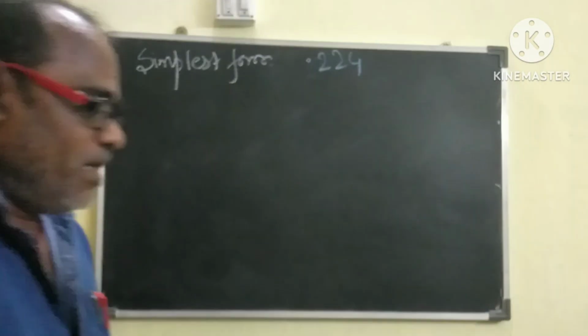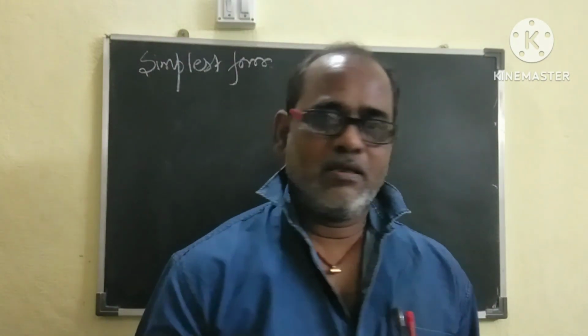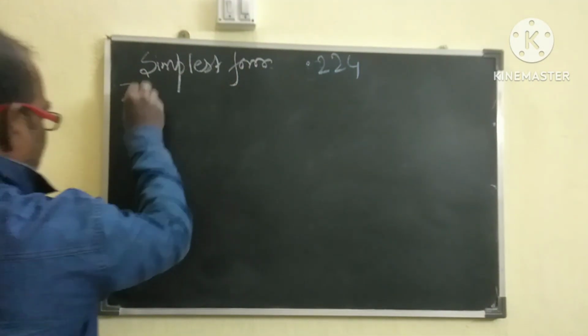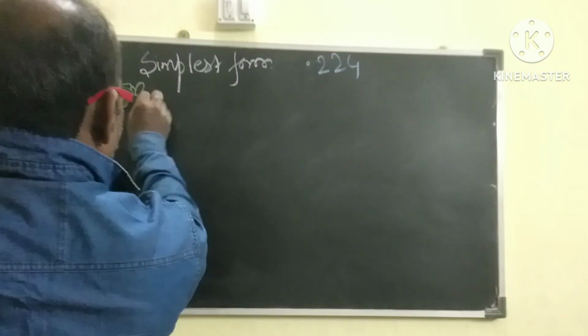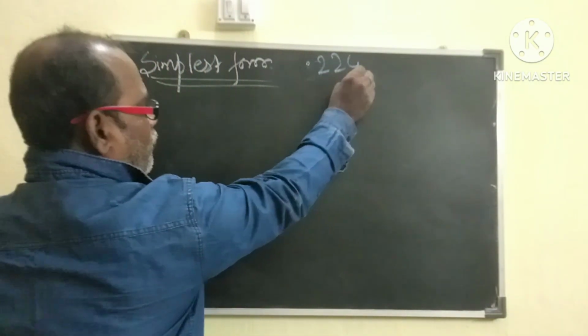Okay, already you have gone through exercise 7F of your textbook R.S. Agrawal. Now let us go with exercise 7B. In exercise 7B, it is given that you have to write in the simplest form 0.224.